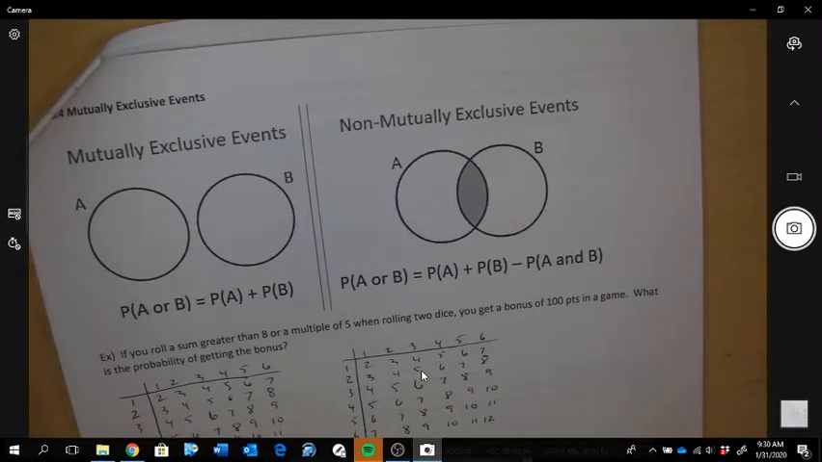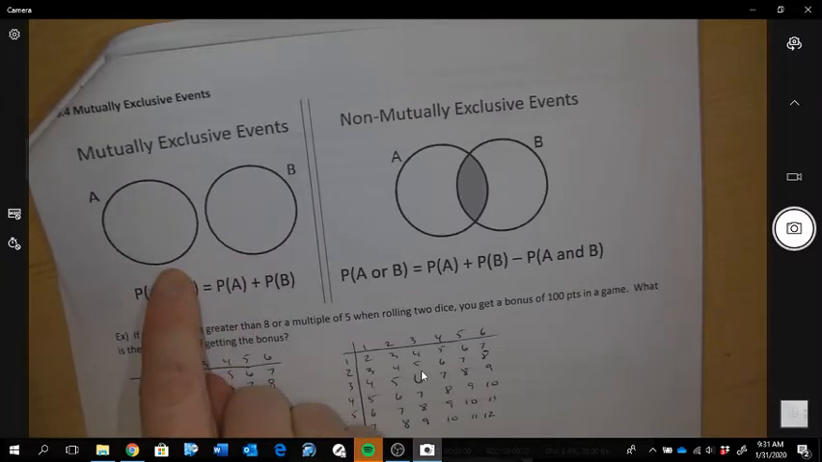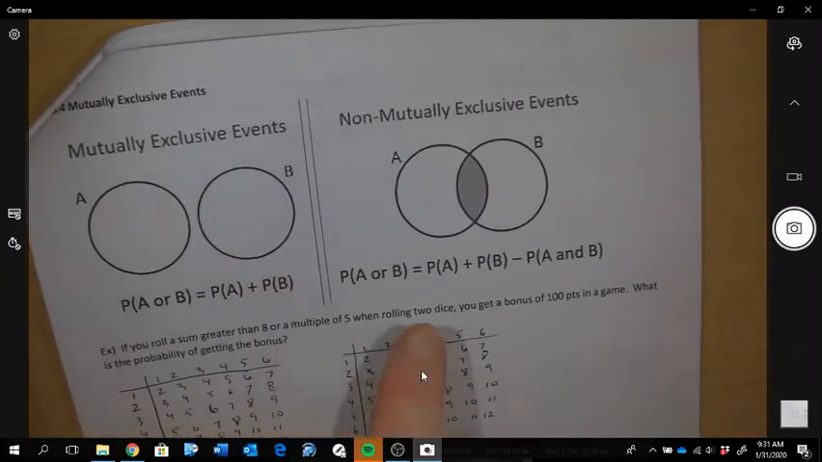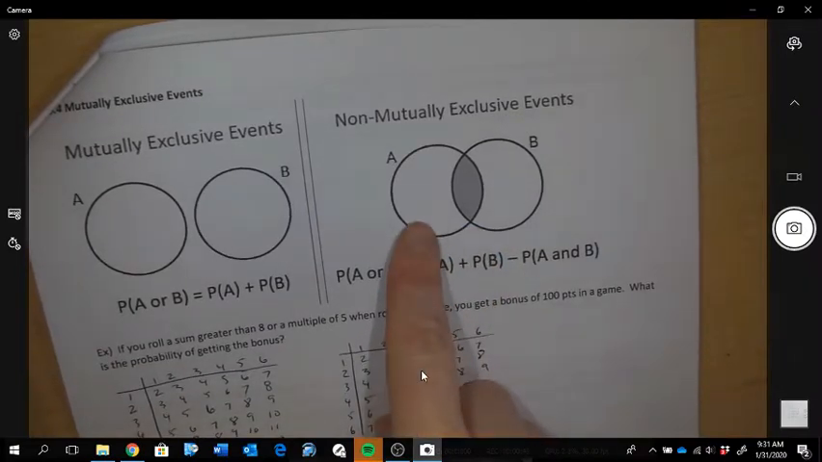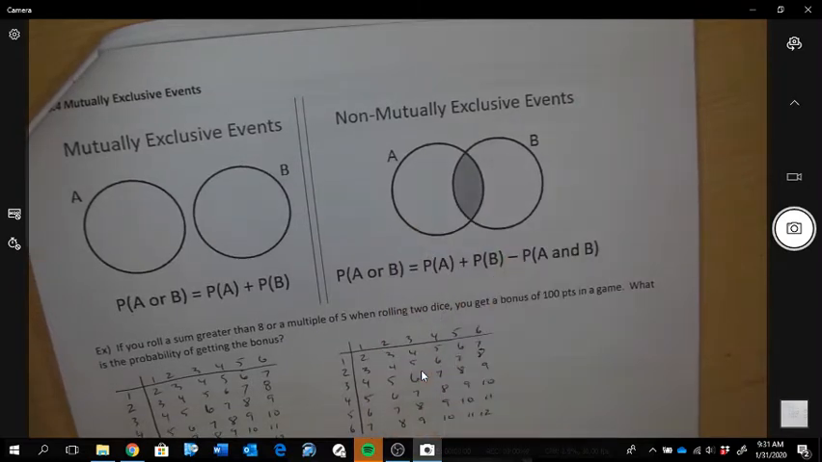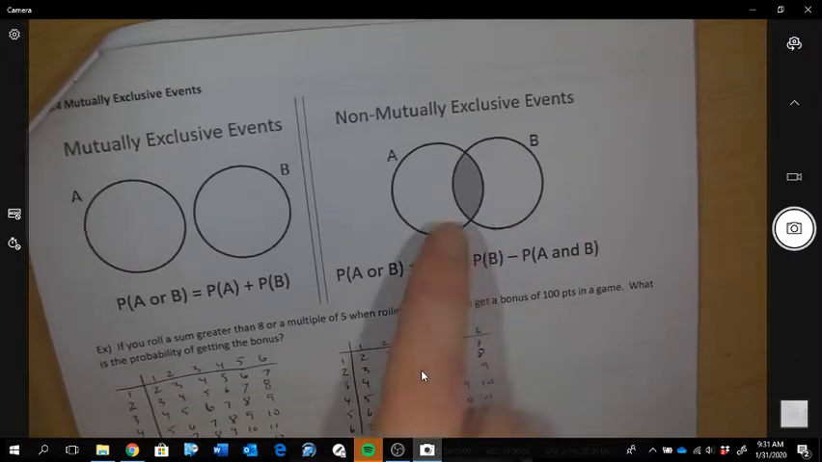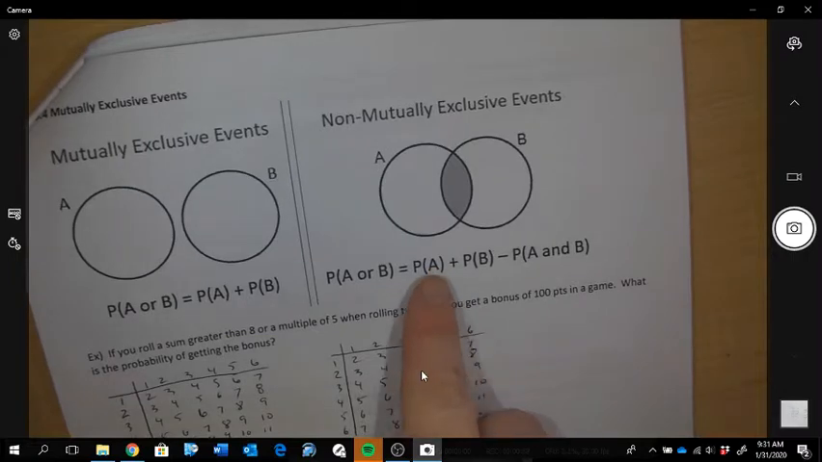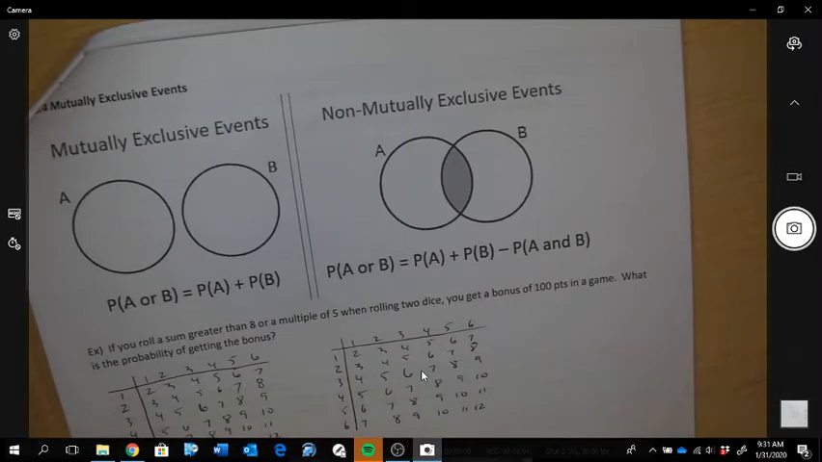The next one, non-mutually exclusive events: somewhere along the line you overlap. An example would be the probability of getting a red card or a black card in a deck. Here you could say the probability of getting a red card or a face card, because now you can see that some red face cards belong to both. So the probability would be the probability of A plus the probability of B, subtract the probability of both of them.